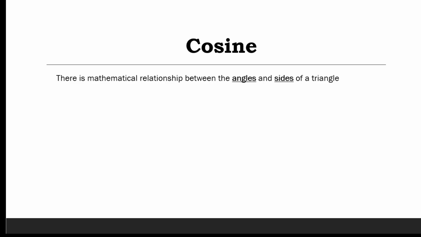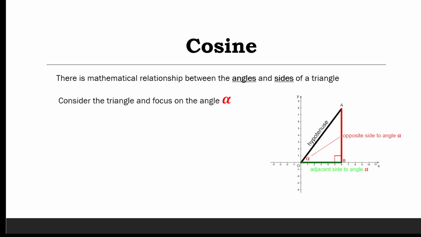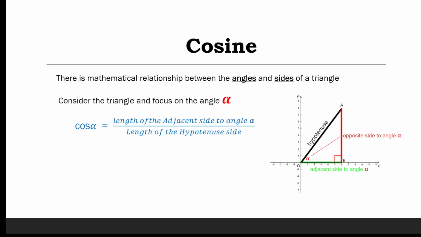Let's look now at the cosine. We consider angle alpha, and we can say cos alpha is defined as the length of the adjacent side to angle alpha divided by the length of the hypotenuse side. And in short, cos alpha is equal to OB divided by OA, which is the hypotenuse, and OB can be made the subject of the formula, which is equal to OA times cos alpha.